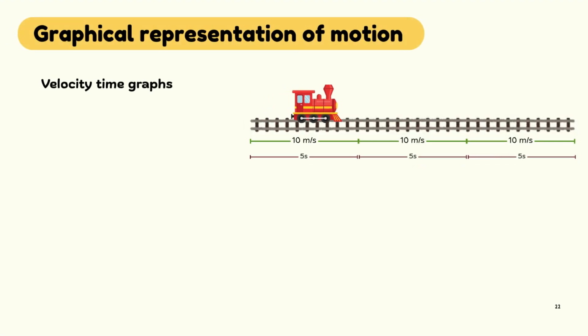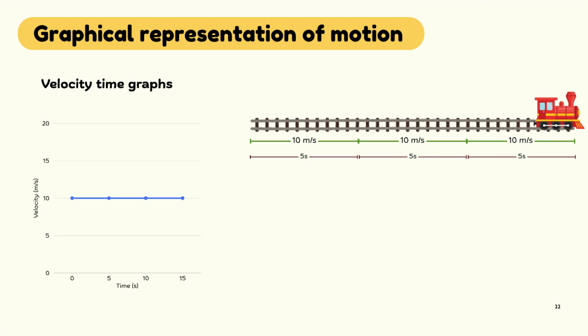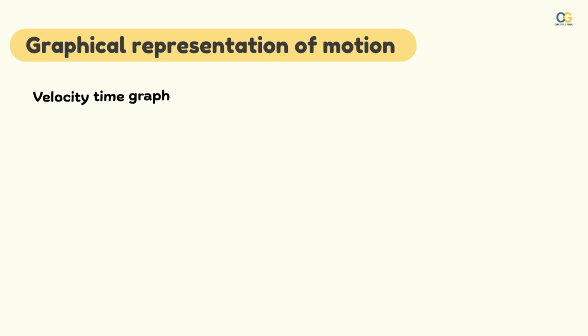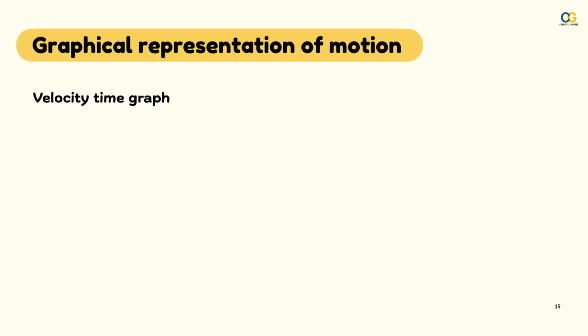If we consider uniform motion, where the velocity of the train remains constant at every instance of time, where it is always 10 meters per second, the graph is a flat line parallel to the x-axis. Again, even here we can find the distance by finding the area under the curve. But when the velocity time graph is a flat line, we can interpret that it is a uniform motion. So what do we understand from the velocity time graph?